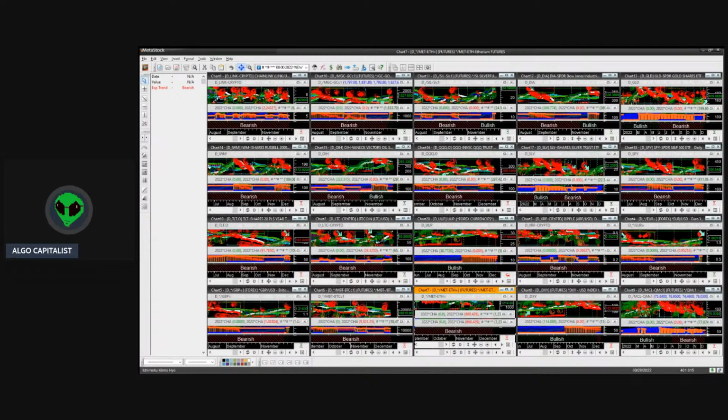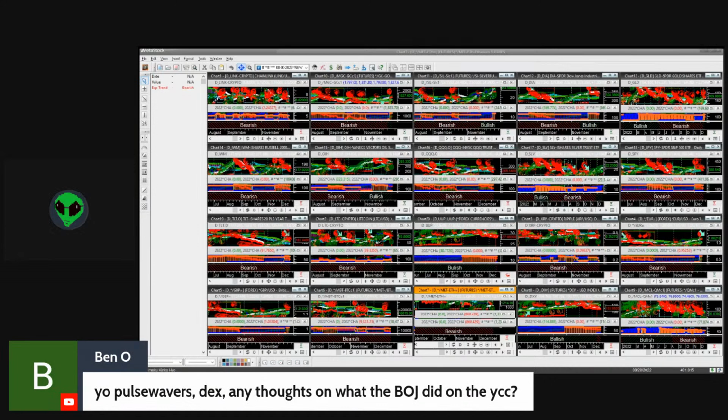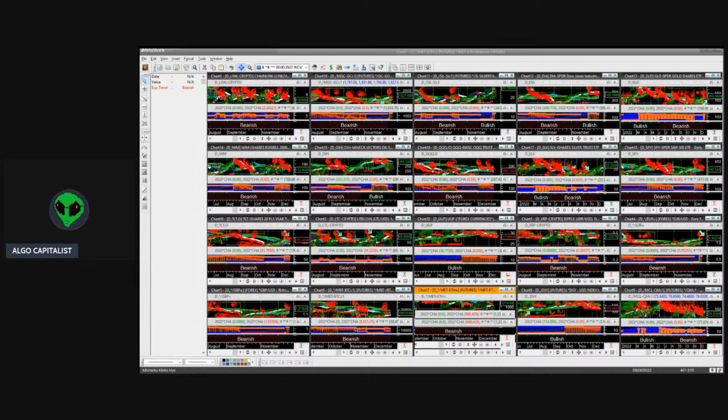All right, so the question is, any thoughts on what the Bank of Japan did on their yield? I can only tell you that everyone follows suit with the U.S. That's all the other countries are doing. Those central banks are doing what the U.S. did. The U.S. is taking a certain stance. The market was expecting 50 basis points. That's what they did. And so I'm not really surprised that Japan did what they did.